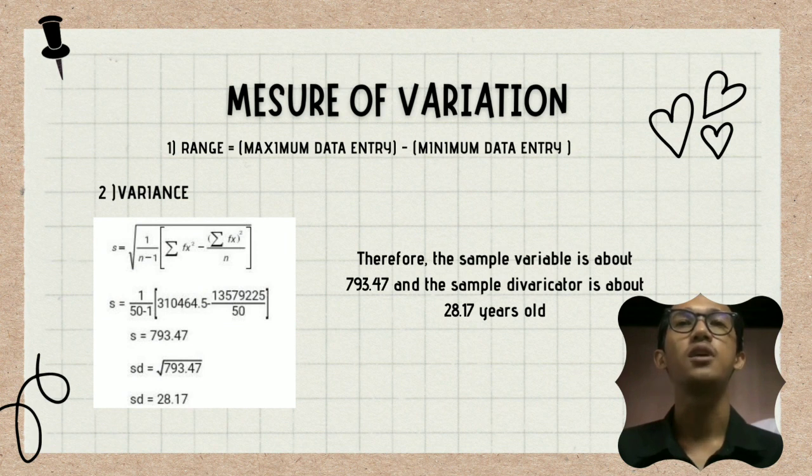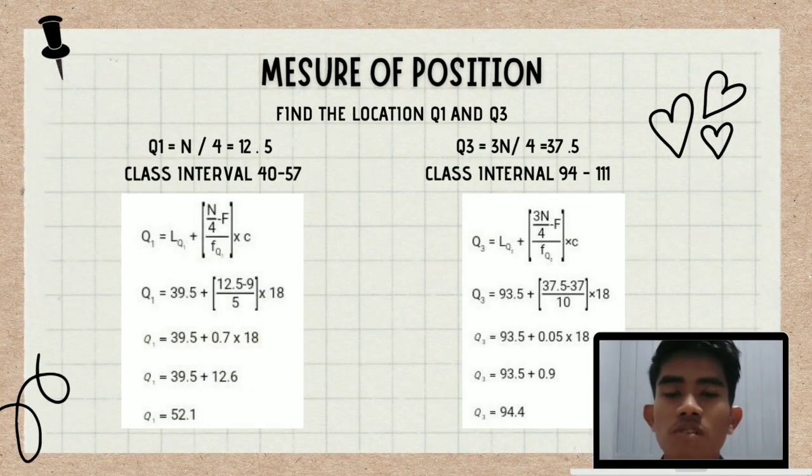Next, measures of variation. The way to get the range is the highest class minus the lowest class. Therefore, the sample variance is about 793.47 and the sample standard deviation is about 28.17 years old.